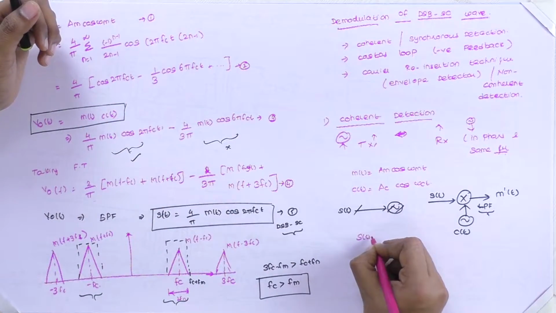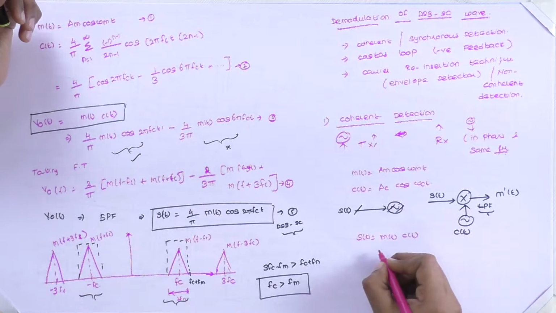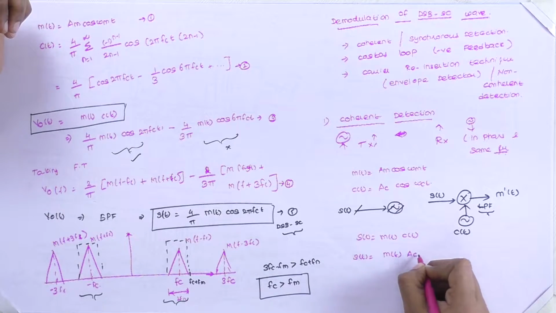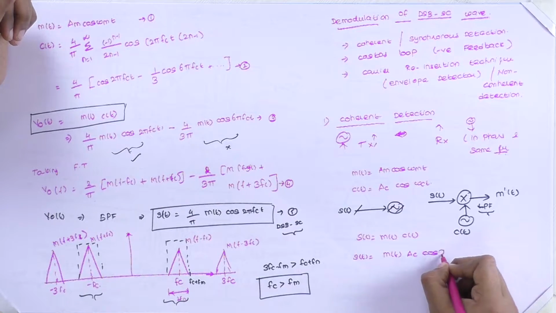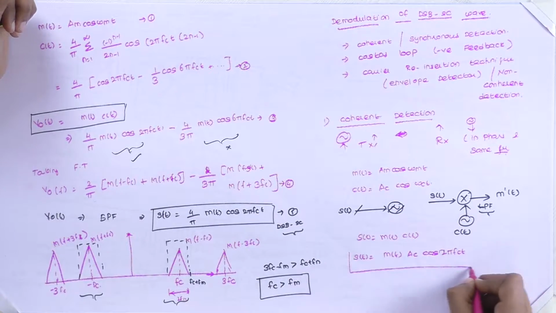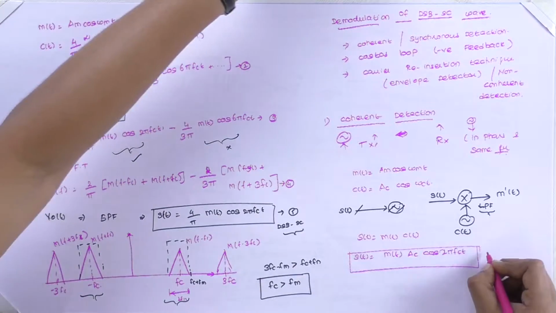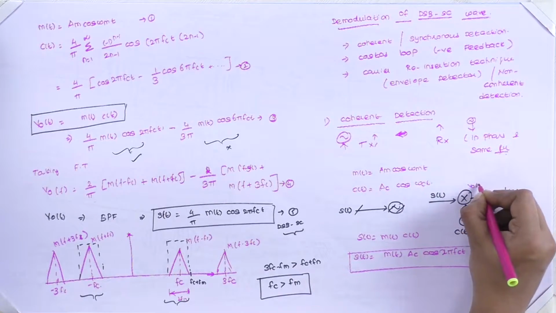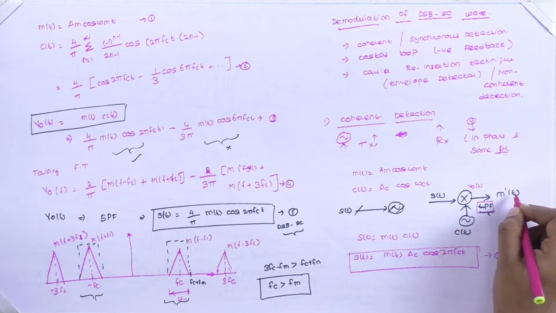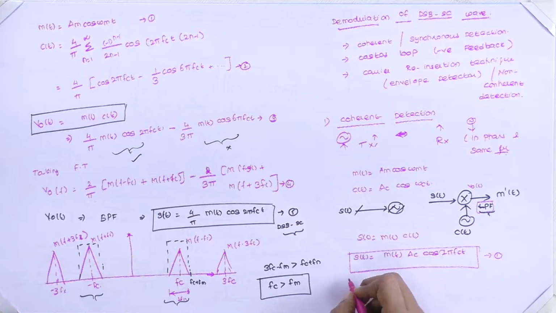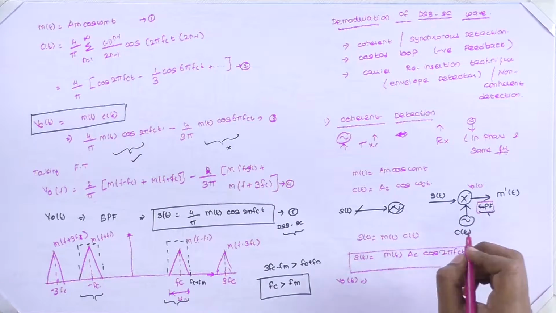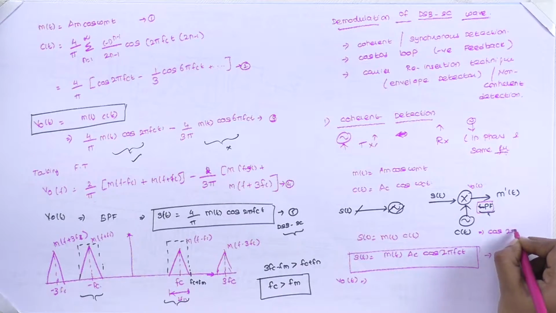We know s of t is equal to m of t into c of t. Therefore, s of t is equal to m of t into ac cos 2 pi fct. This is the signal we are going to apply into the detector. We refer to it as equation number 1. Here the initial output is referred to as V naught of t. After passing through the low pass filter, it is referred to as m dash of t. The modulated signal is multiplied with c of t, the carrier term, cos of 2 pi fct.